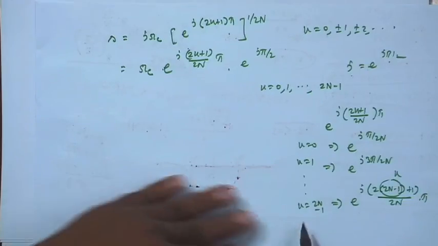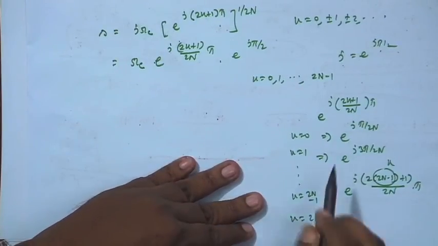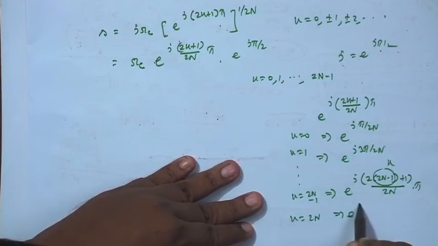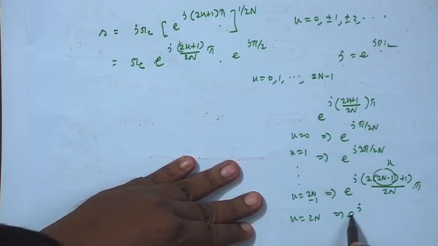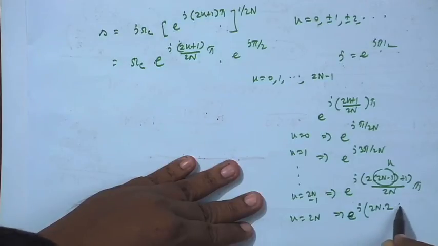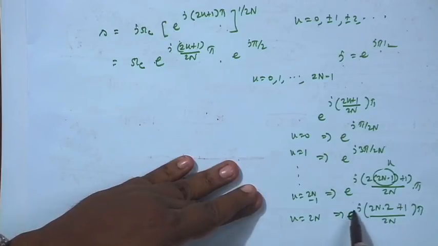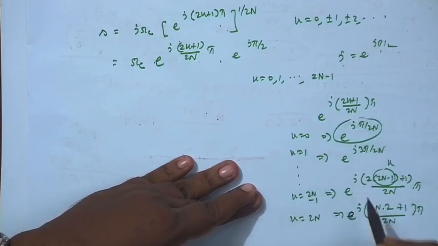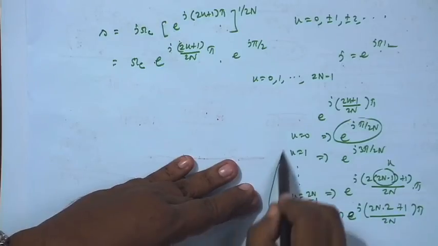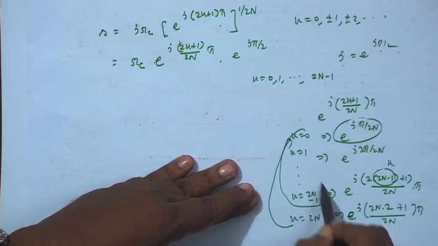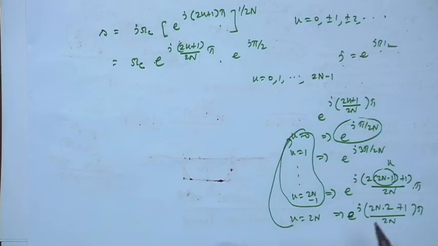Why up to this? Because the moment you go to the next one, 2n, it will be e to the power j (2 into 2n plus 1) by 2n pi. And you see 2 into 2n, the 2n's cancel, giving e to the power j 2 pi, that is 1. So, you are left with e to the power j pi by 2n, which is this. So, you get back the k equal to 0 case. That is why you get these many distinct roots. How many roots? 2n roots.